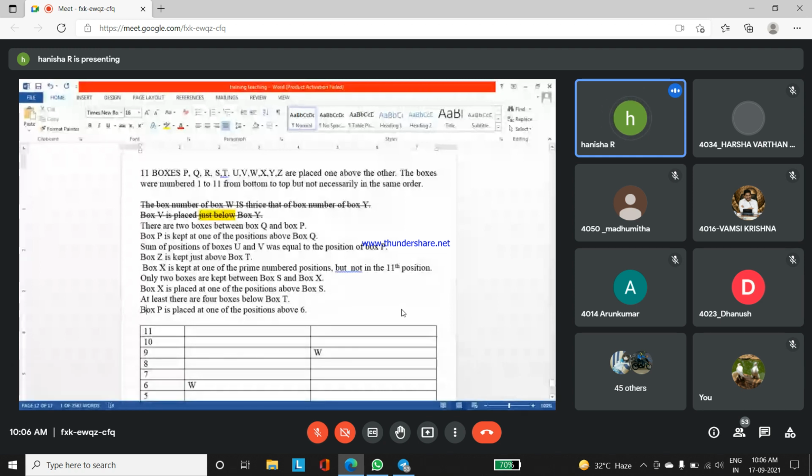So I'm just merging the clues over here. All these four clues are speaking about box P. So if we merge all these clues together properly, we can fix the positions of boxes P, U, V and Q. So four positions can be fixed. So we are going to solve all these four clues together to solve this question.